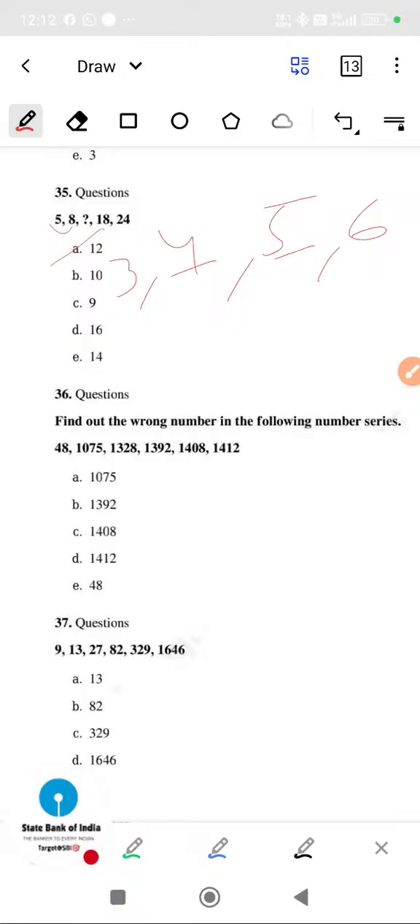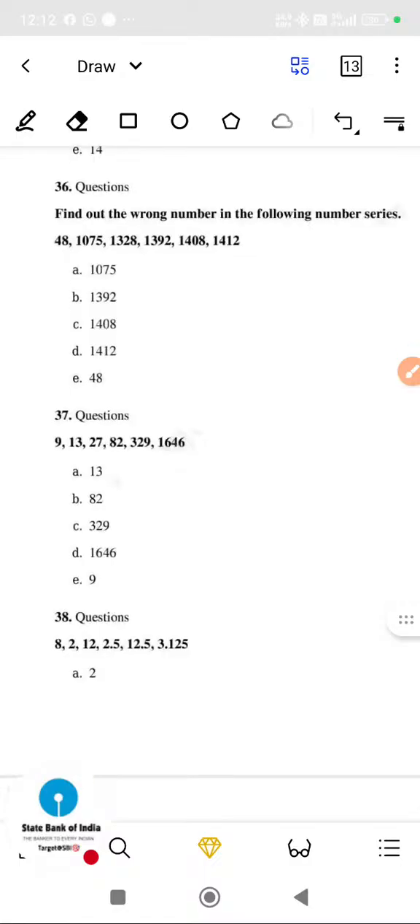So leaving this question aside, let's start with question number 36, which is missing number, wrong number series. So in this, first we see the difference between these two, which will be plus 4. The difference between these two, 8 plus 8, which will be 16. Next, the difference between these two numbers. So here we see 3 at the end.